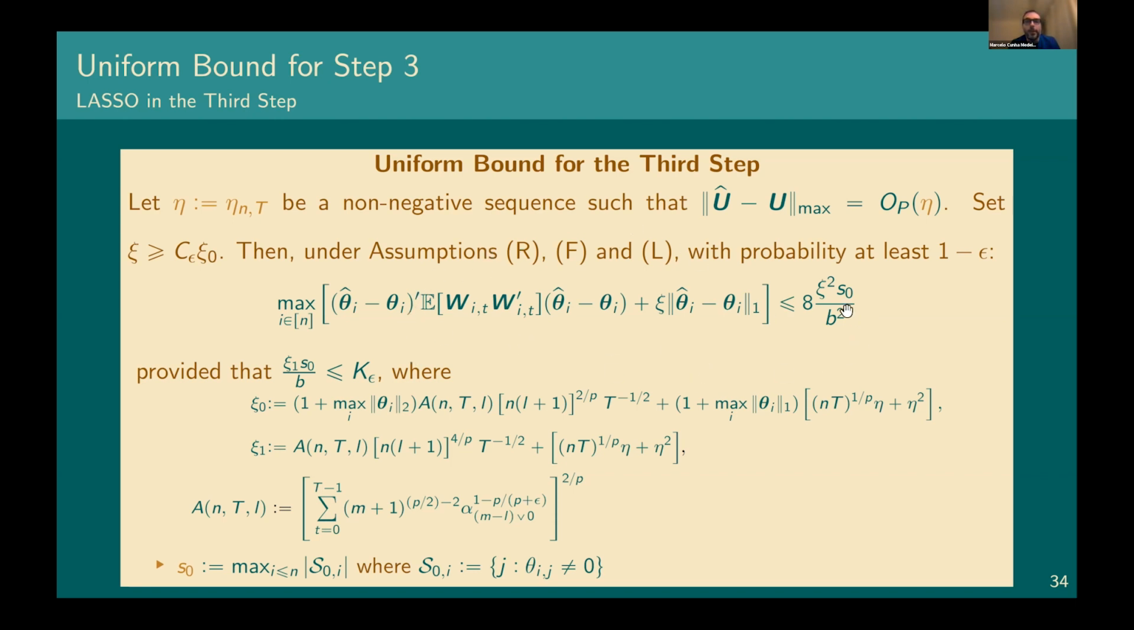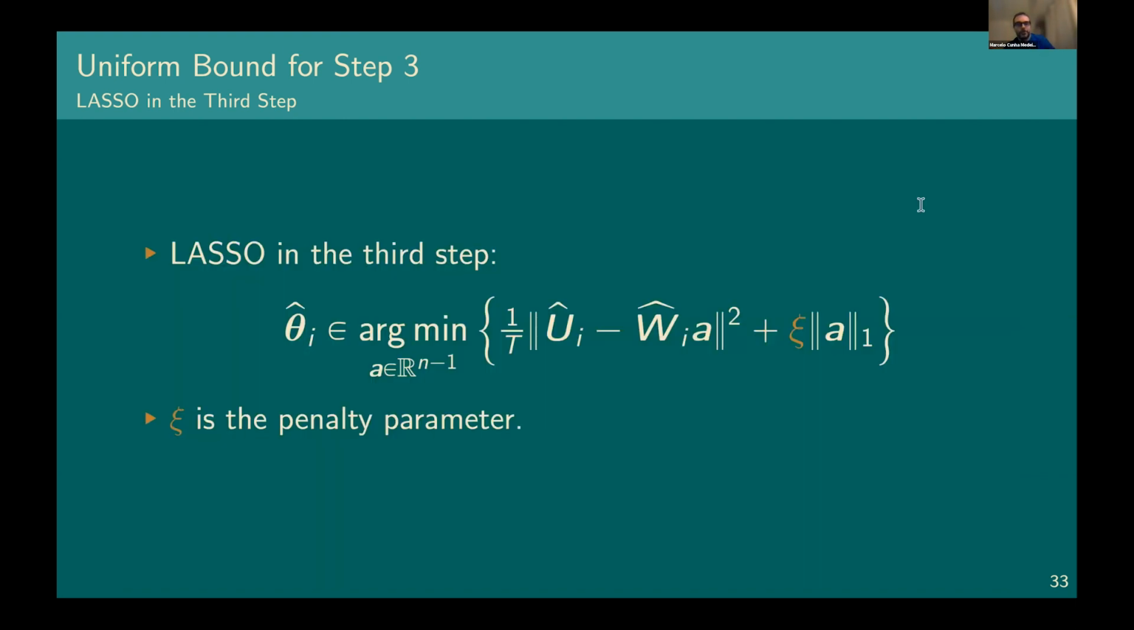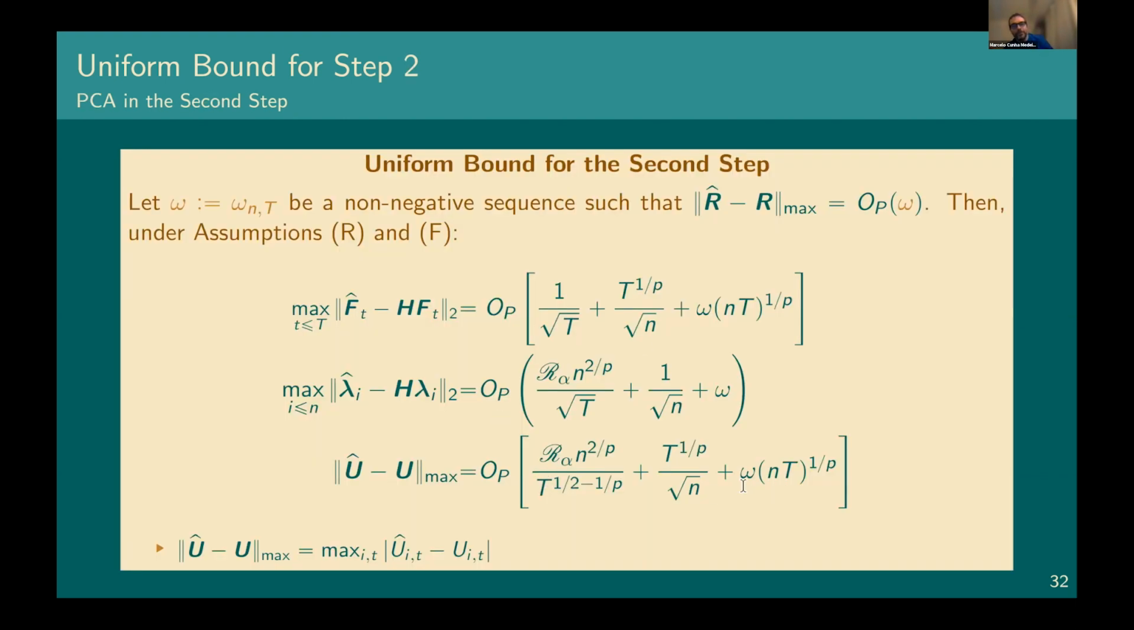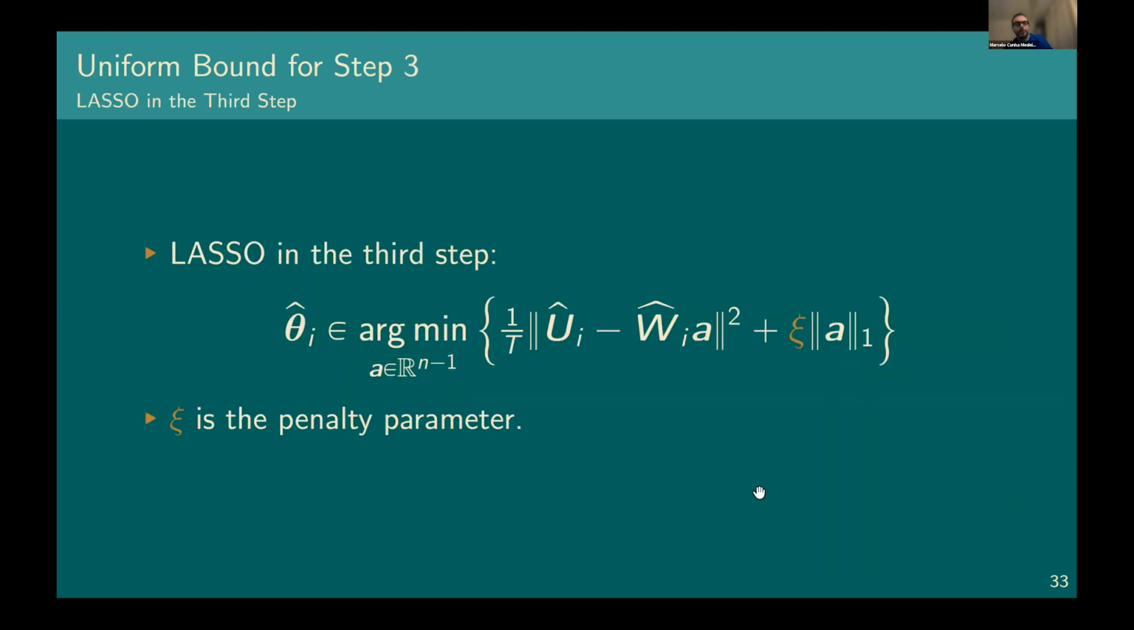Okay? The complication comes from this term here, phi2, where it depends on all these quantities, on the mixing coefficients, and on, see here, the convergence rate on the second step, which depends on the convergence rates of the first step. So we have this propagation. Okay?